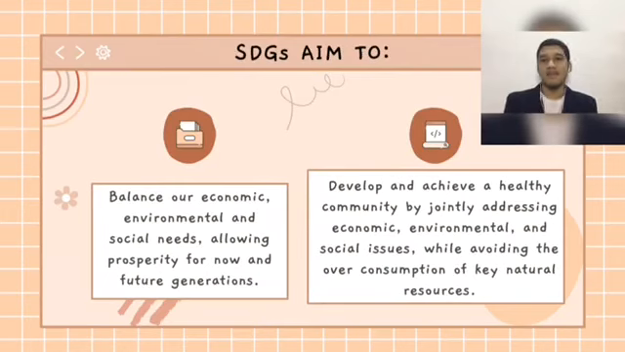The aim of Sustainable Development Goals is to balance our economic, environmental, and social needs, allowing prosperity for now and future generations. Sustainable Development Goals aim to develop and achieve a healthy community by jointly addressing economic, environmental, and social issues while avoiding the overconsumption of key natural resources. We need to go to the last mile on ending hunger, achieving full gender equality, improving health services, and getting every child into school beyond primary education.